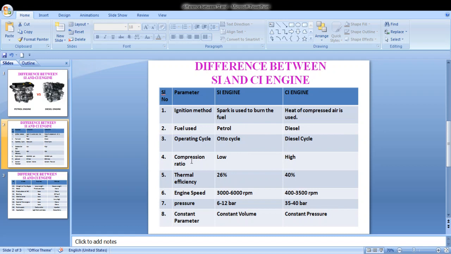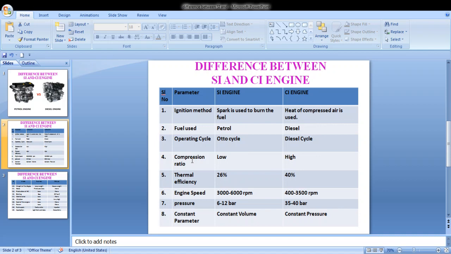Next important parameter is your compression ratio. In case of your CI engine, we have a high compression ratio. In case of your SI engine, we have a low compression ratio. What is the compression ratio? The ratio between the volume of your cylinder and the combustion chamber when the piston is at bottom of its stroke, and the volume of the combustion chamber when the piston is at top of its stroke. So this is how we are compressing the air or air fuel mixture. This is a compression ratio.